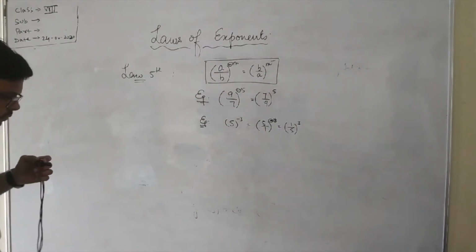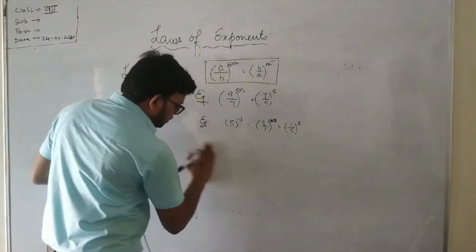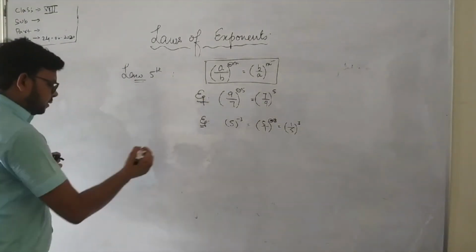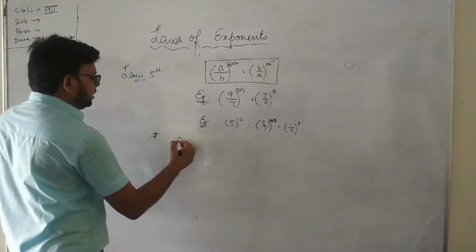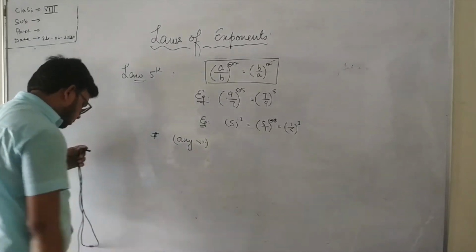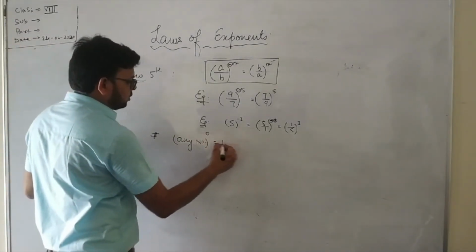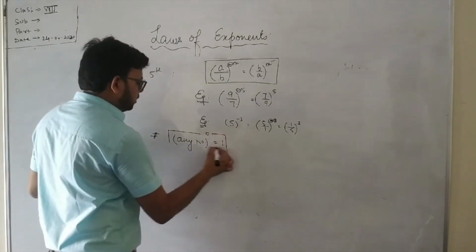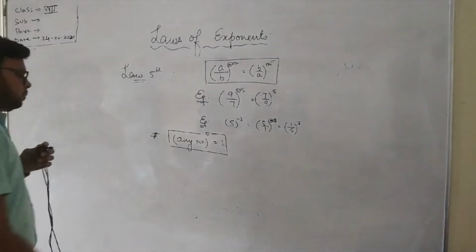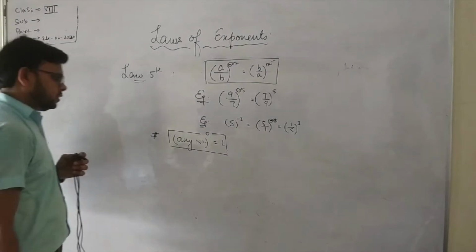Okay, these are 5 laws. Now there is an assumption which is made in this chapter. Suppose any number, whether it is positive, negative, fraction, rational number, irrational number, any number to the power 0 is equal to 1. This is how it is assumed: any number, whether positive or negative, if the power is 0, we take its value as 1. Okay.